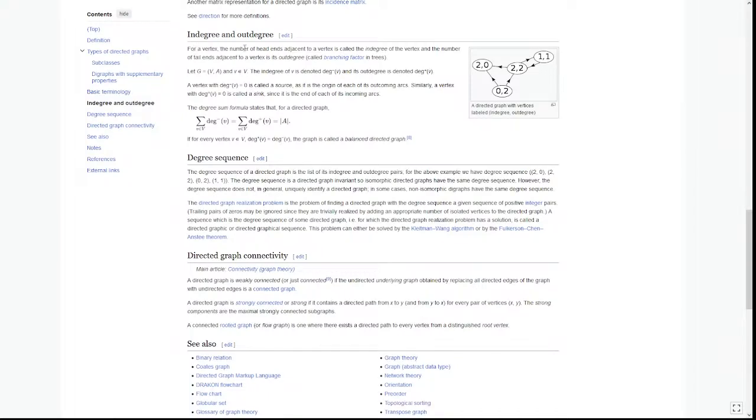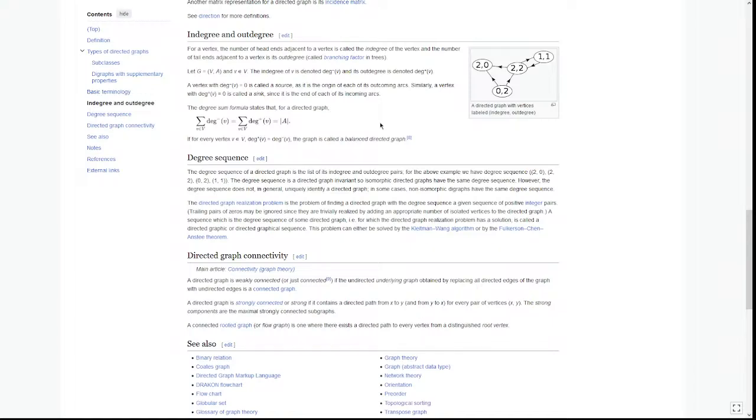In-degree and out-degree. For a vertex, the number of head ends adjacent to a vertex is called the in-degree of the vertex, and the number of tail ends adjacent to a vertex is the out-degree. Let G equal (V, A), where V is the set of vertices. The in-degree of v is denoted deg-(v), and its out-degree is denoted deg+(v).